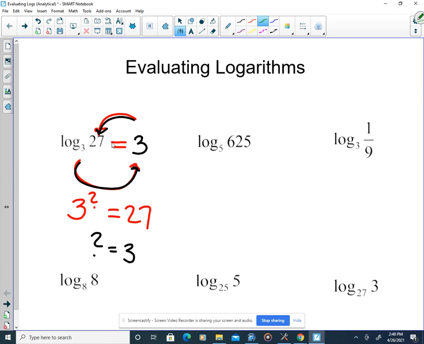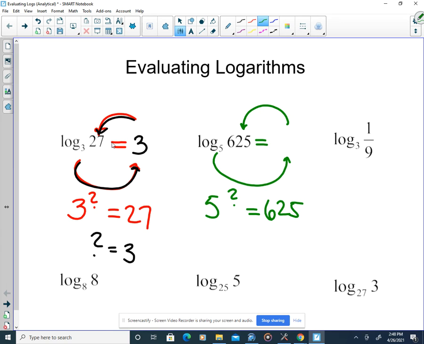If we try this next one, let's do the circle of life. Think of there being a question mark here. I'm just going to erase it, but think of there's a question mark there. You start with your base, so you're going to ask yourself, 5 to what power is 625?